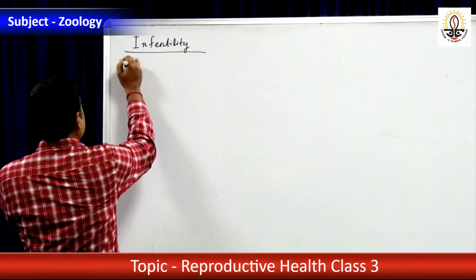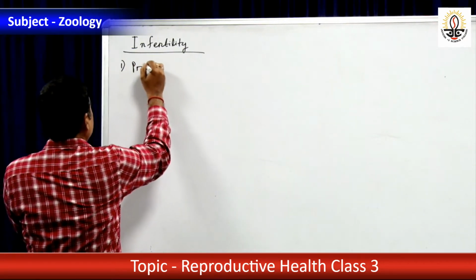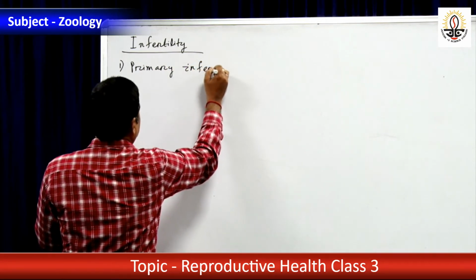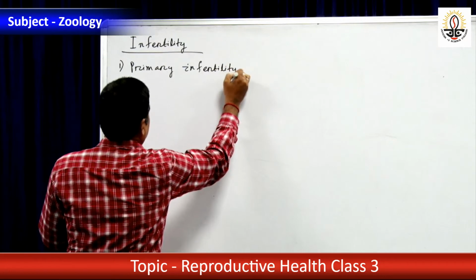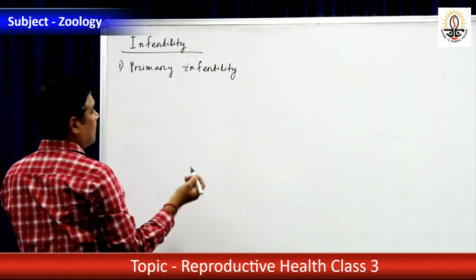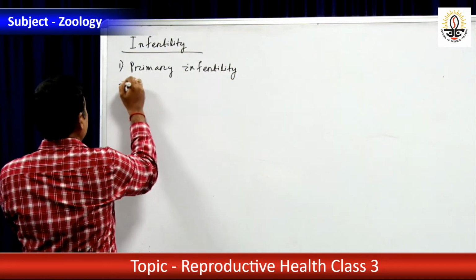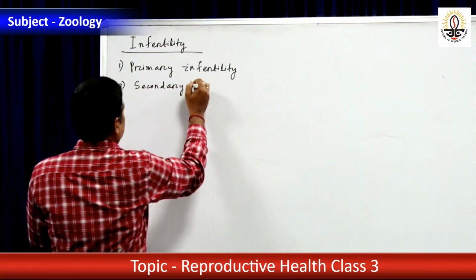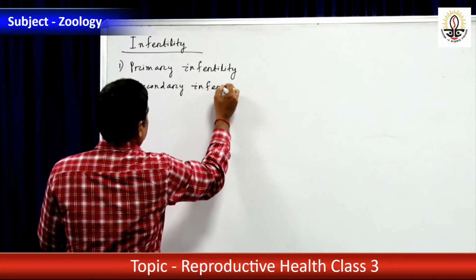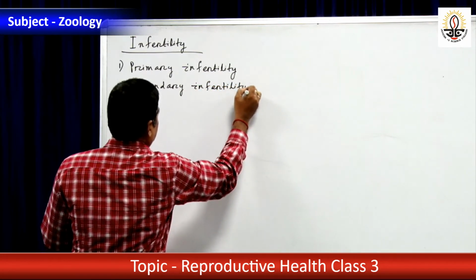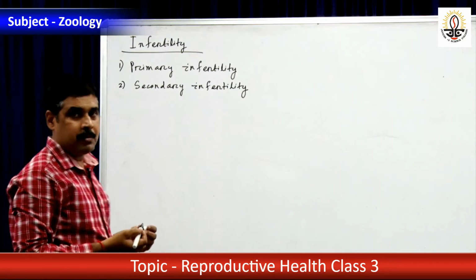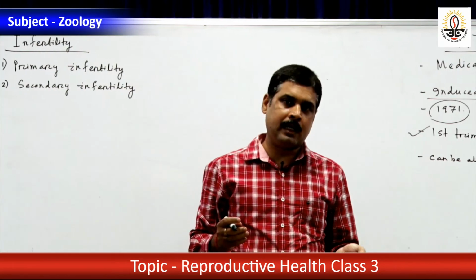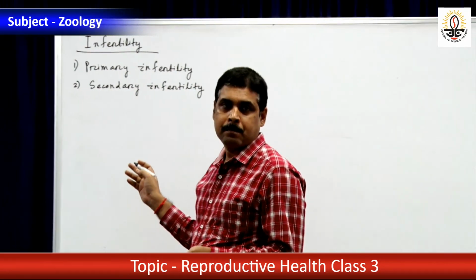There are two infertilities, one is primary infertility, primary means never having child bearing. The second is secondary infertility. Secondary infertility means there was a previous pregnancy but not having the ability to produce a child subsequently, that is called secondary infertility.